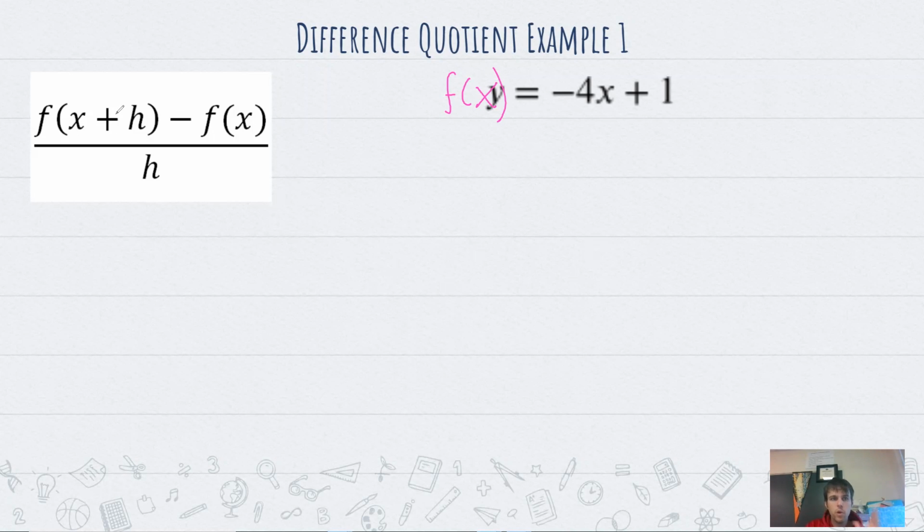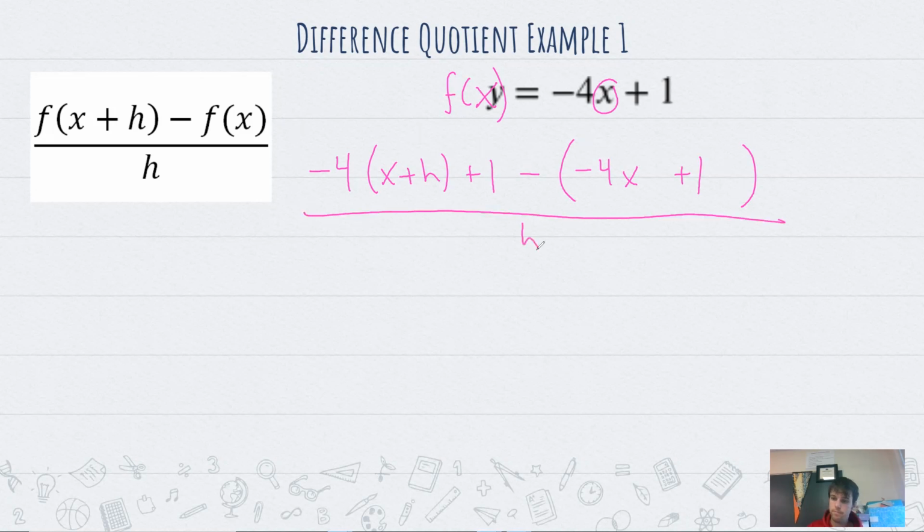So our difference quotient is f of x plus h. We put x plus h into our function, minus the original function f of x. So f of x plus h is negative 4 times x plus h plus 1, right? Replacing x with the expression x plus h. That's what I did right here. Minus our entire original function f of x. So negative 4x plus 1, all over h.